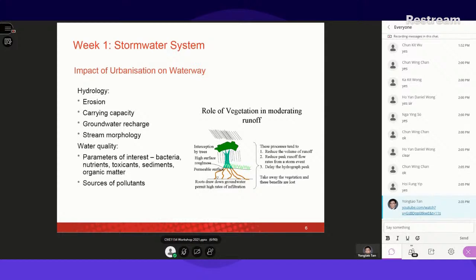Vegetation is very important to maintain the stream morphology. Many functioning channels and streams are narrow and deep, with vegetation on the banks. So this vegetation is very important. The trees, for example, can provide shading to the water surface and also keep the temperature cool.